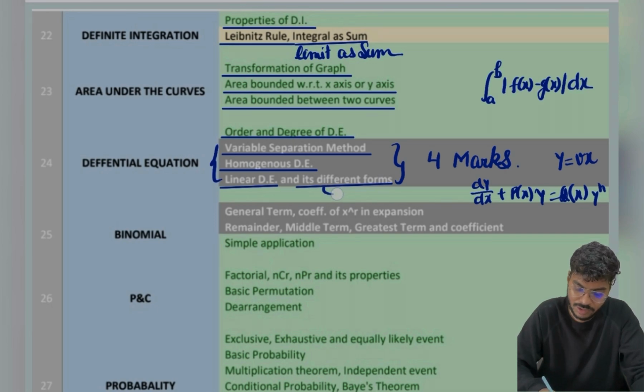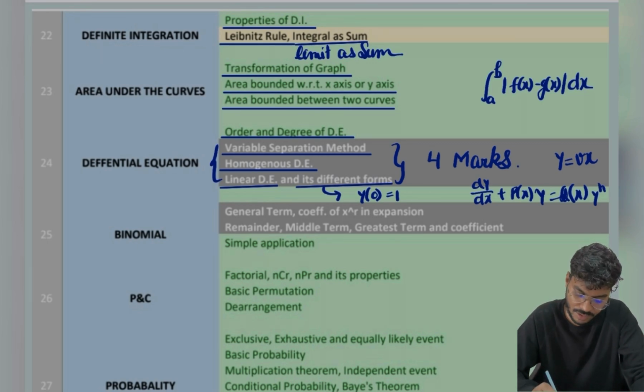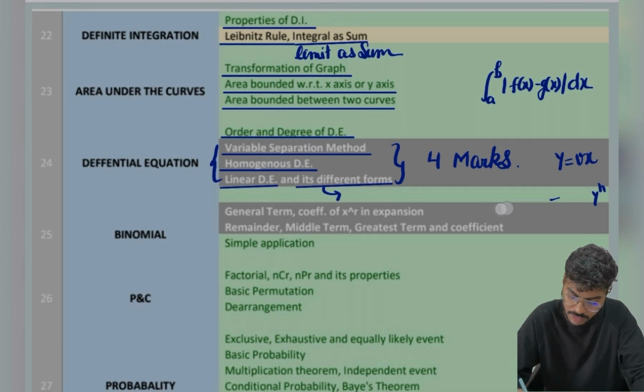In that particular question, they will give, say, x equal to 0, y is 1. We have to find the value of c, then we have to find the value again. Of course, it is a little bit lengthy process, but you have to finish this. 4 marks are fixed from this particular chapter.